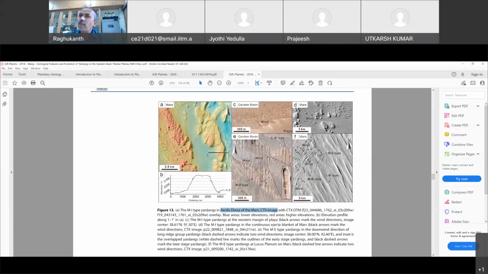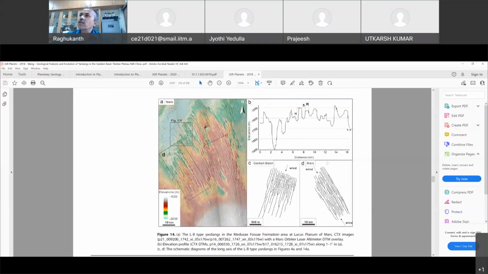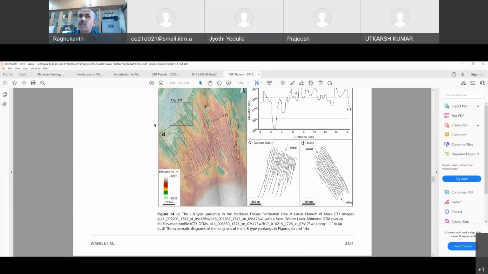Now the same geological features you can observe on Mars also, and you make analogies. Then you can draw some kind of conclusions, like in Mars also, you will see these type of things. This is the reason why, like you see in the Kaidan Basin, you see these type of features. Now in Mars also, you are having these type of features.